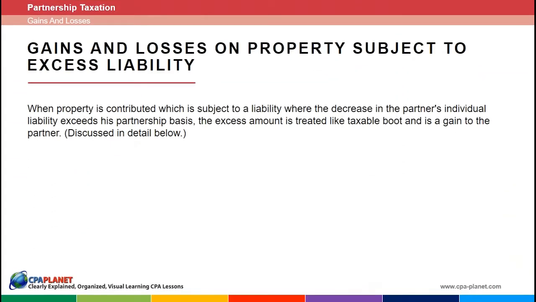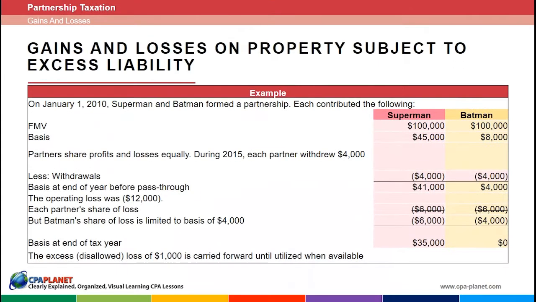So when property is contributed, which is subject to a liability, such as a mortgage, where there's a decrease in the partner's individual liability, and that exceeds its partnership basis, the excess amount is treated like taxable boot and is gain to the partner. So we have mentioned this before, but let's just go over an example.